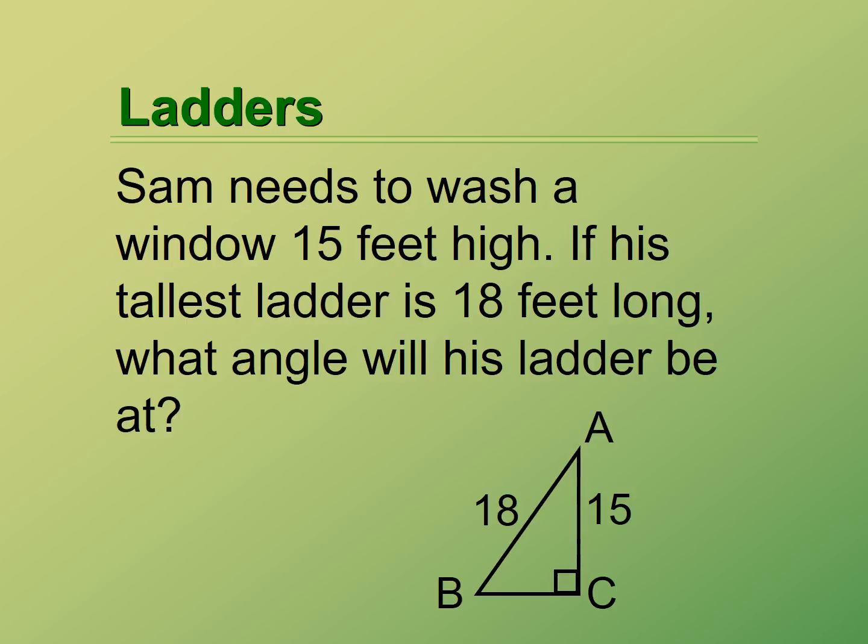So what angle B should his ladder be at in order for him to reach the window that is 15 feet high? You're needing this angle here. You're looking for an angle, and you have opposite and hypotenuse. So you can use the sine ratio to solve for angle B.